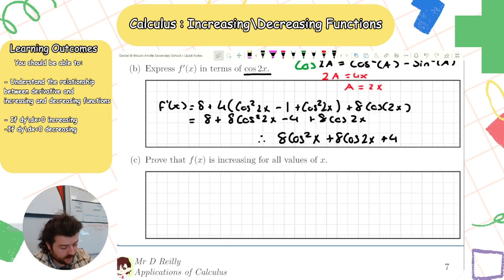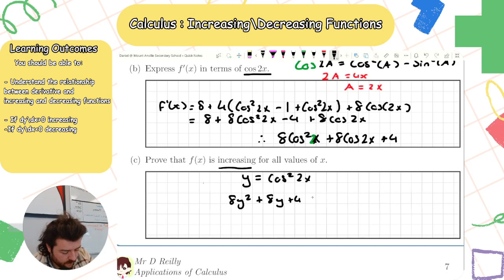And then finally, what I'm asked to do here is prove that it's increasing for all values. So I know I'm kind of left with a quadratic here, so I'm just going to say for the minute y equals cosine 2x, because as you can see, it just gets messy when I keep writing that out. So I have 8y squared plus 8y plus 4, and I want to prove that's greater than 0. I could divide across by 4 here. I have 2y squared plus 2y plus 1 greater than 0.